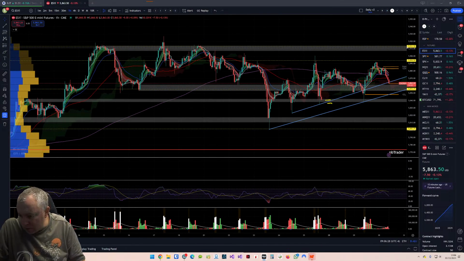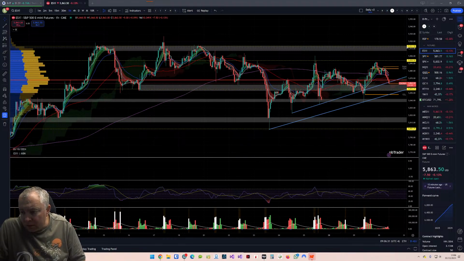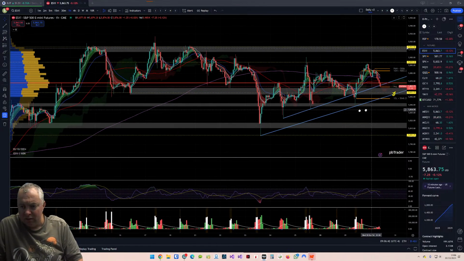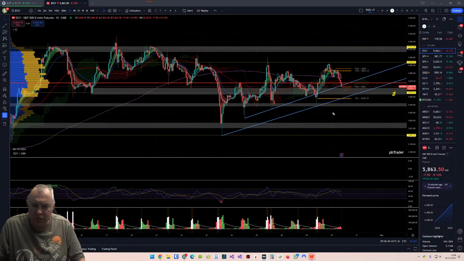Can't seem to get rid of those lines, hang on. Here we go. So I'm going to watch again for a trend line bounce. Now I'm using the latest pivots. So I'm going to watch yesterday's low area, 58.50, for a bounce, and I think that's a good place to watch for a bounce.